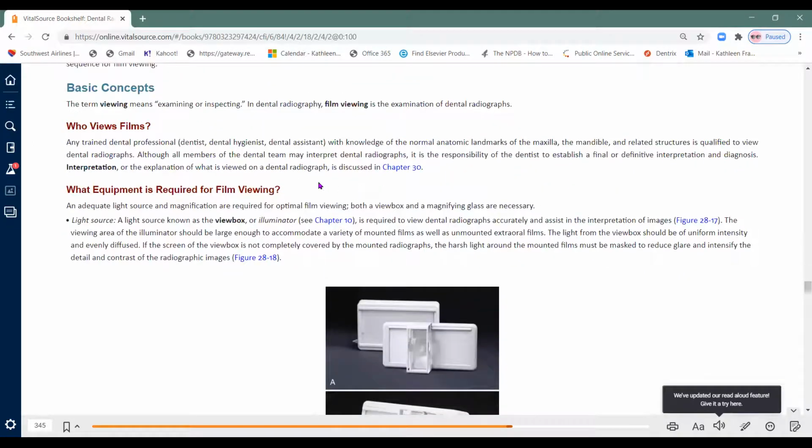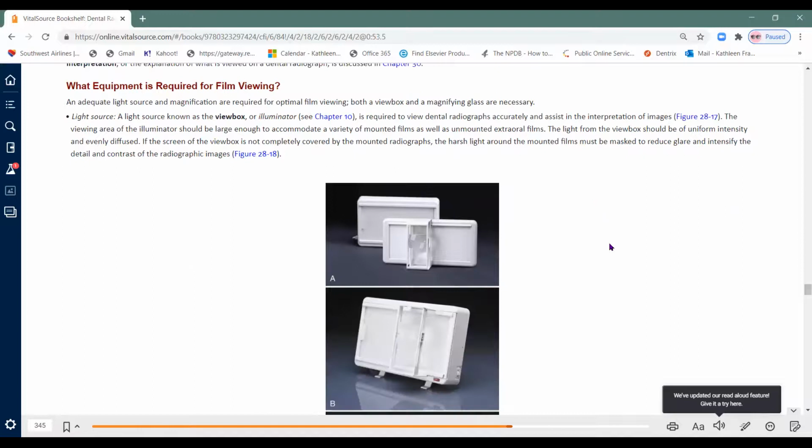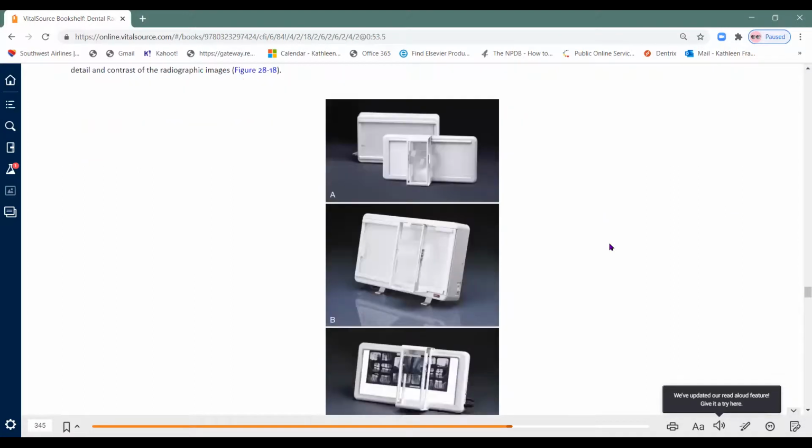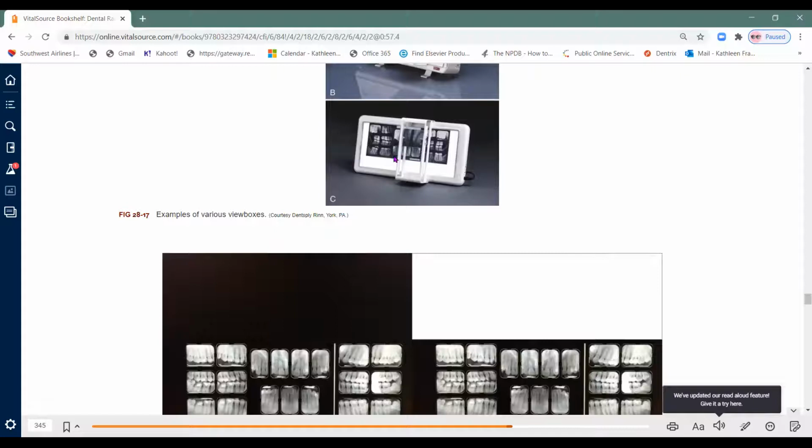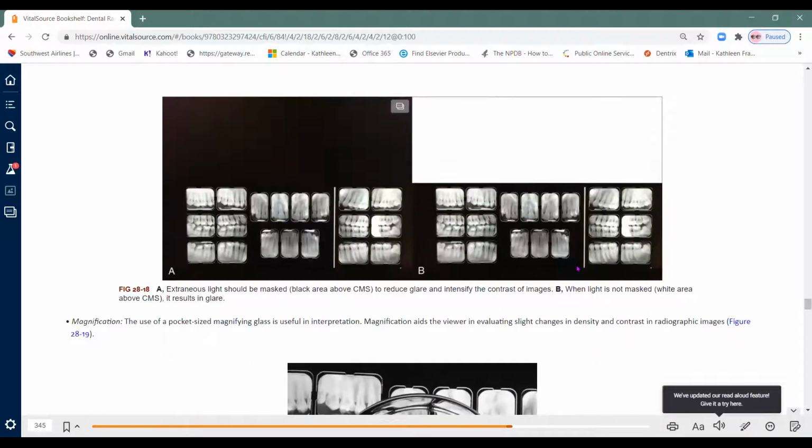The people that view films, we all view them. Dentists, dental hygienists, and dental assistants, we all can view them. You should have normal knowledge of the landmarks of your maxilla and your mandible and those related structures. We can interpret them, or we can explain what we can see on the dental radiograph, but we cannot diagnose it to our patient. View boxes are used to look at manual x-rays or film-based x-rays.